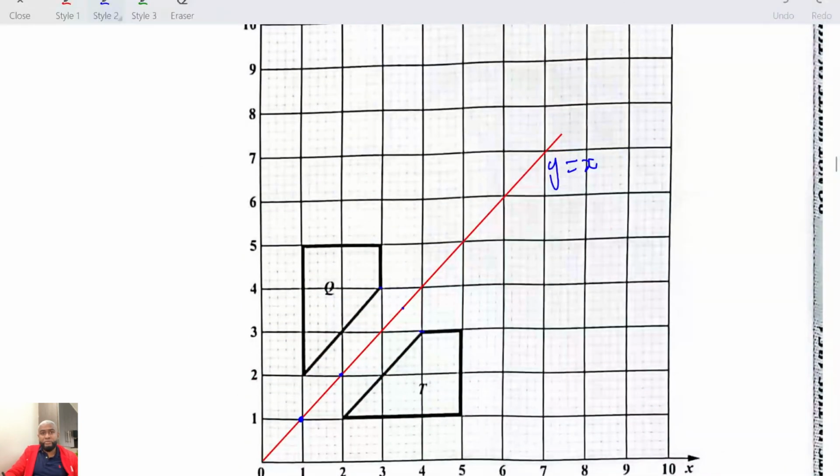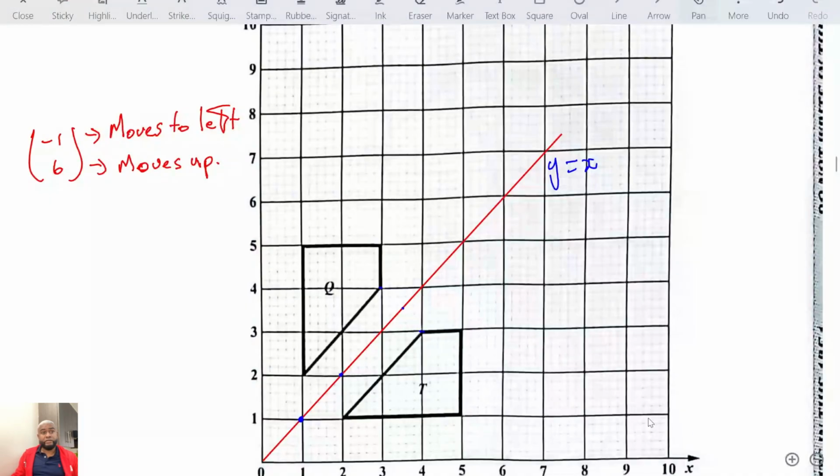Anybody remember how the movement for -1, 6 would be? If the top number is negative, it means movement to the left or to the right? Movement to the left, right? One space to the left. And if it's +6, where does it move? Up or down? Up. Moves up. Right? So let's draw it and let's move it quickly.